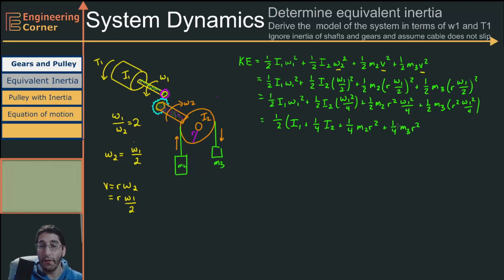So those are all of my inertia and mass terms. And then I still have my omega 1 squared. So this term right in here is my equivalent inertia. Now, let's go to the next part where we derive the model of the system in terms of omega 1 and T1.